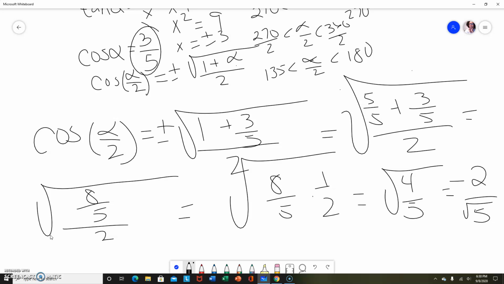However, you all know that we don't want to leave radicals in our denominator, so we're going to rationalize our denominator. So we're going to have 2 over root 5 times root 5 over root 5, which gives me negative 2 root 5 over 5.